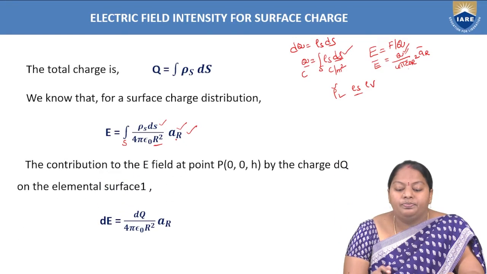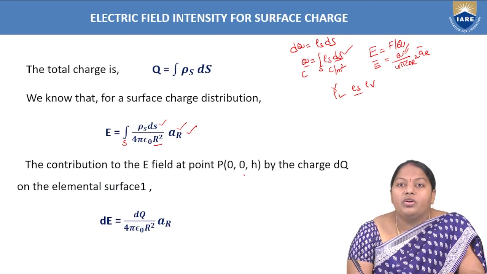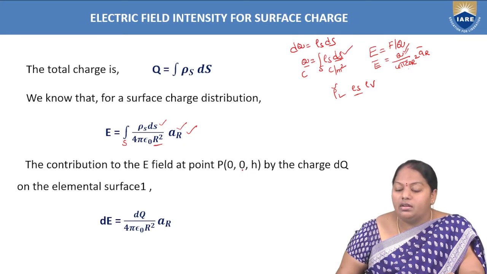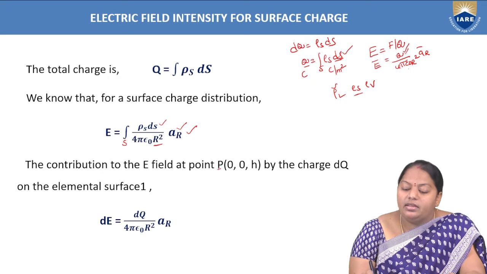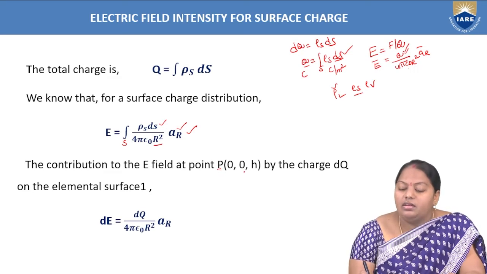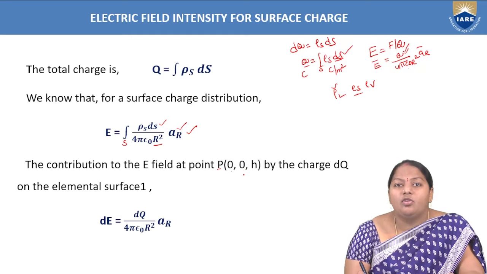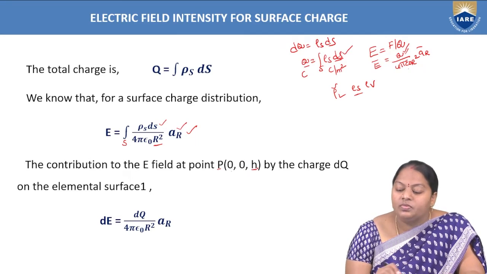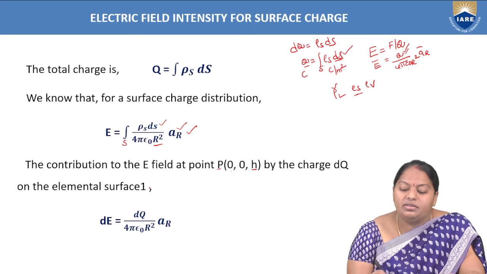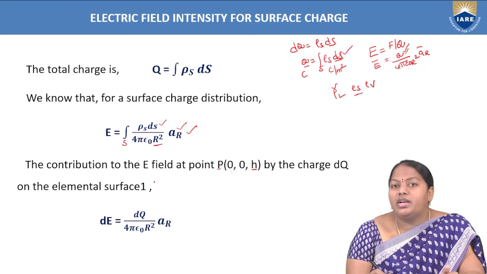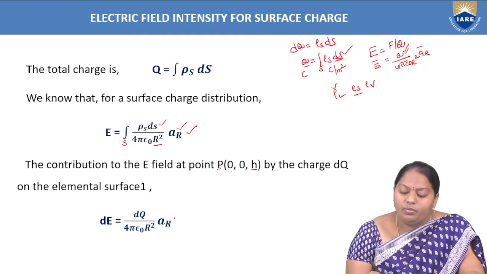So now the contribution to the E field at a point P 0, 0, H. So this is the point where we'll be evaluating the electric field intensity E with an XY plane. Hence, Z is a constant plane. Hence, we have considered here the X component as 0, Y component as 0, and the Z component as only H. So, by the charge dq on the elemental surface 1. In the figure, we have considered two surfaces, elemental surface 1 and surface 2. So, from the surface 1, we have considered the differential component dE.